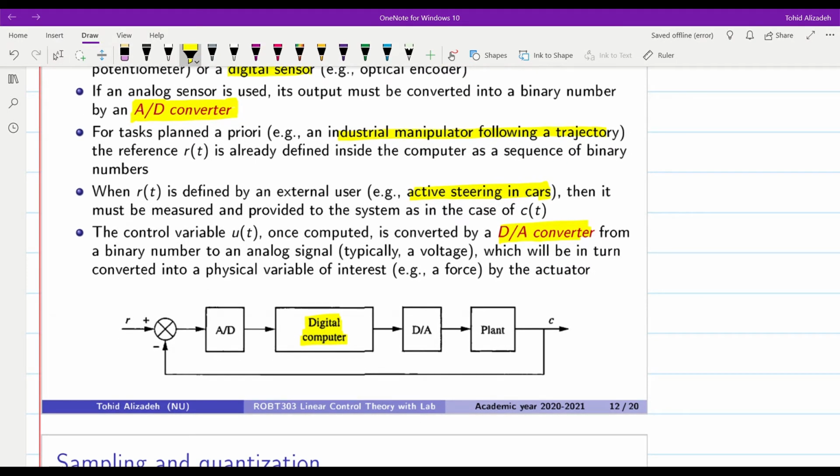And you can see the scheme over here. We have the plant, and we have the digital computer here, which is the controller basically. And then we have these two additional blocks: the A to D, analog to digital converter, at the input side of the digital controller, and the digital to analog converter at the output side of the controller.